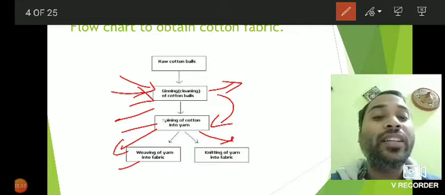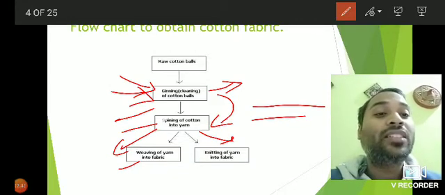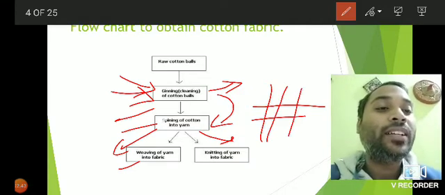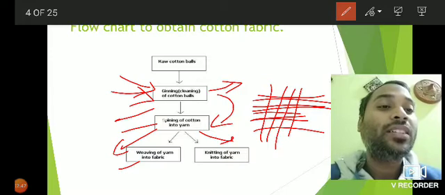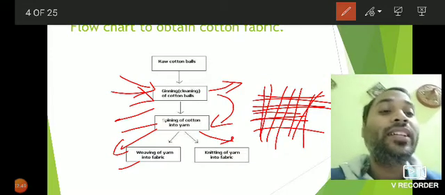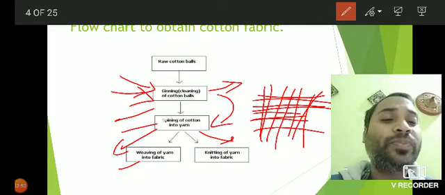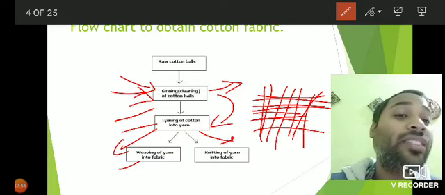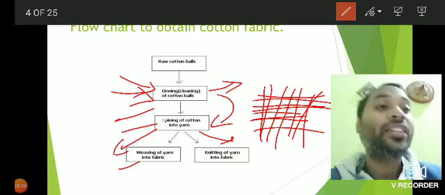So what is weaving? Weaving is actually interlacing two sets of yarns, vertically and horizontally. So here we use two sets of yarns which are interlaced at 90 degrees. This is called weaving, and knitting is done with a single long thread of yarn, whereas in weaving we require two sets of yarns.